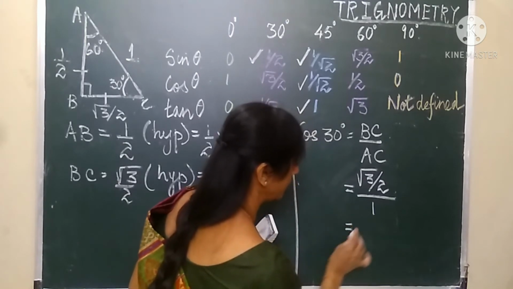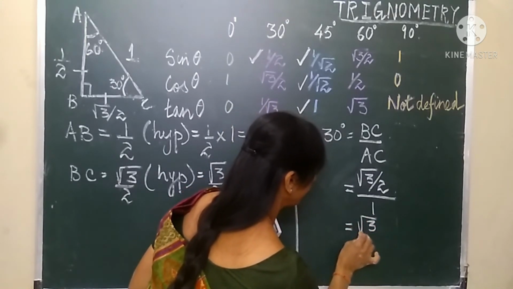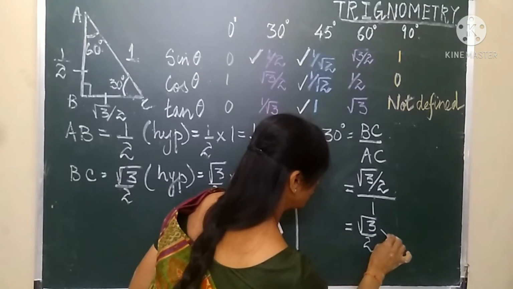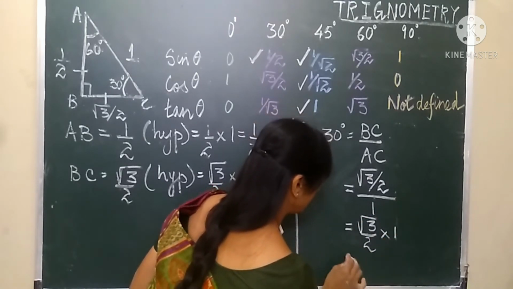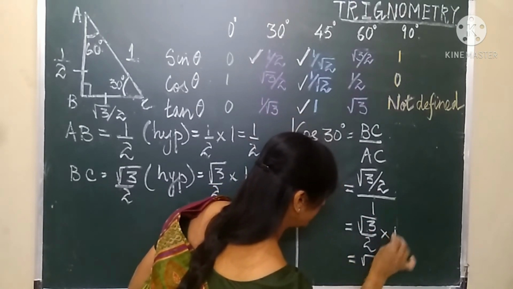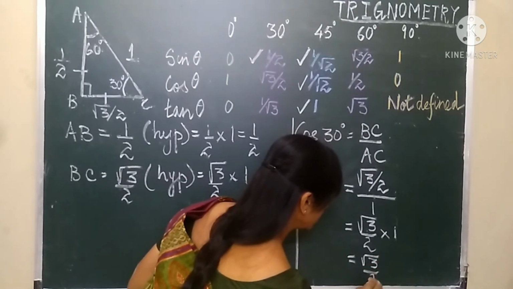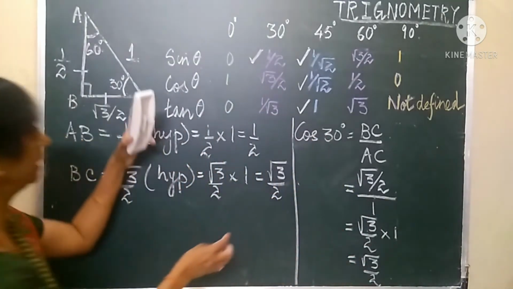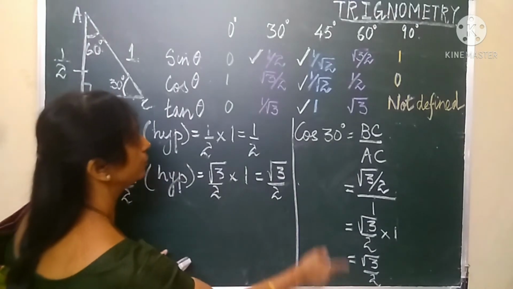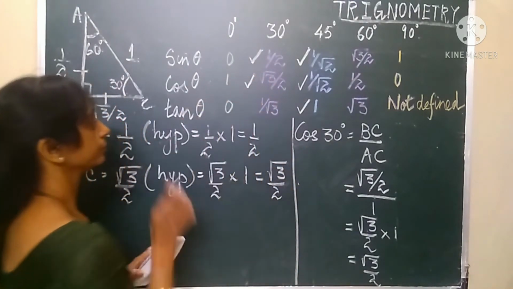Let's move on with the mathematical calculations. Numerator fraction as it is, division changes into multiplication, and 1. So the answer is root 3 into 1, which is root 3 upon 2. So cos of 30 is equal to root 3 upon 2.